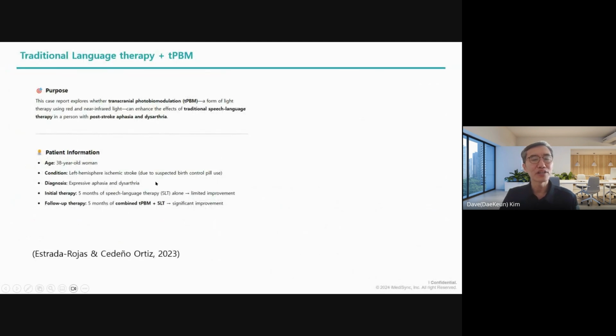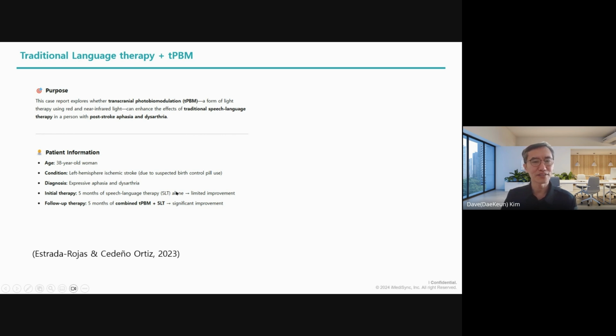I also include another photobiomodulation study combined with language therapy. During the language therapy, we can easily combine the photobiomodulation. This study shows the combined effect. This is a very small, one-sample study.